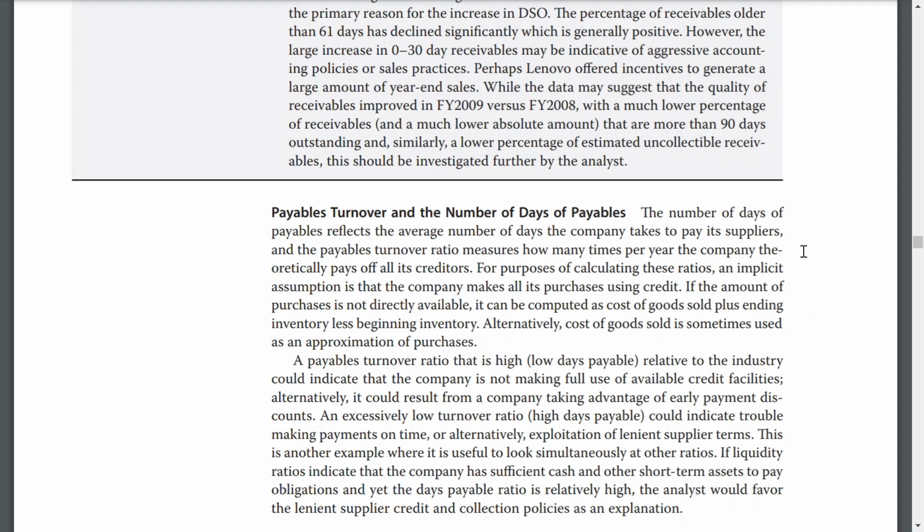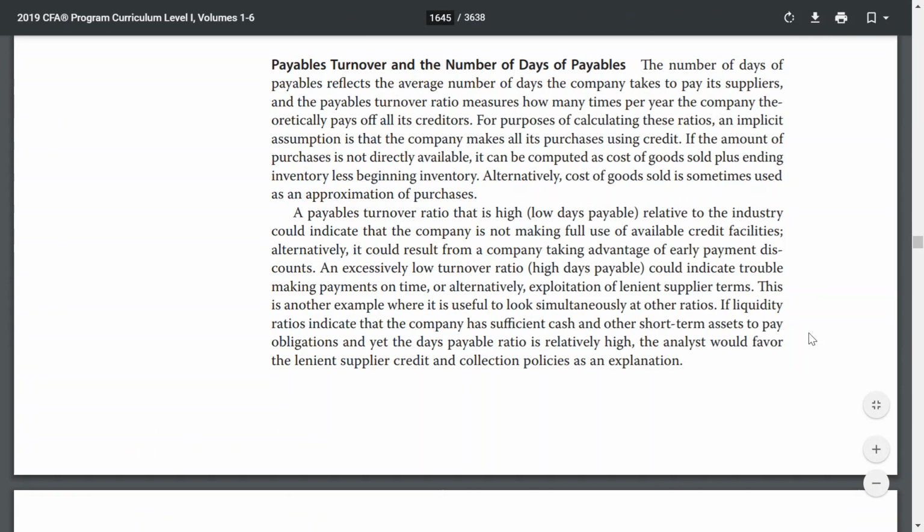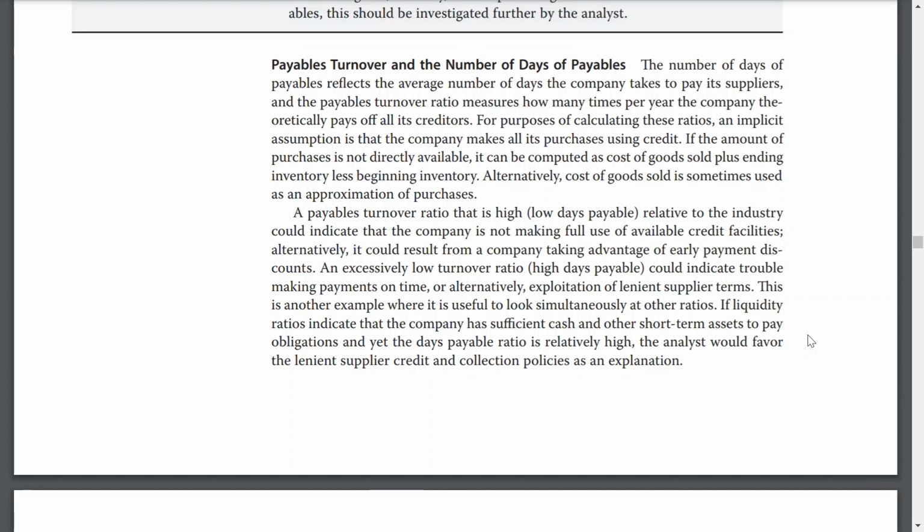A payables turnover ratio that is high relative to the industry can indicate that the company is not making full use of available credit facilities. Alternatively, it can result from a company taking advantage of early payment discounts. An excessively low turnover ratio can indicate trouble making payments on time, or alternatively, exploitation of lenient supplier terms.